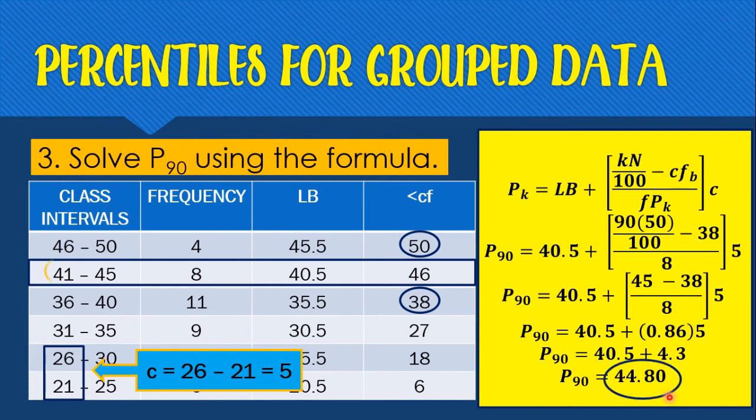And this actually falls in our class interval 41 to 45. Therefore, 90% of the students have a score less than or equal to 44.80.